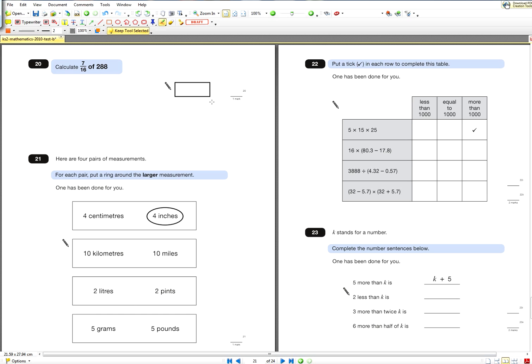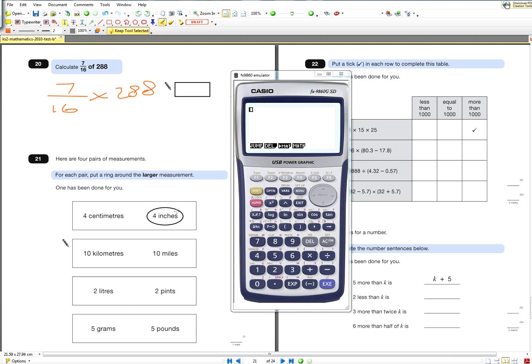Now if you want to work out 7/16 of 288, you do 7 over 16 times 288. Now let me show you using a calculator. 7/16 of means times. So use the fraction button, 7, use the replay button to bring it down, 16, replay again and type in times 288 equals. So what was the answer? Did everybody get 126? Yes.